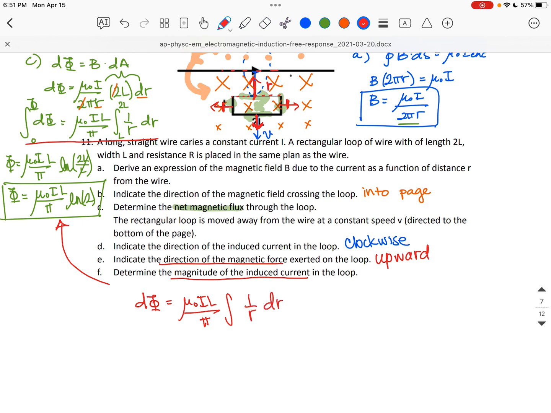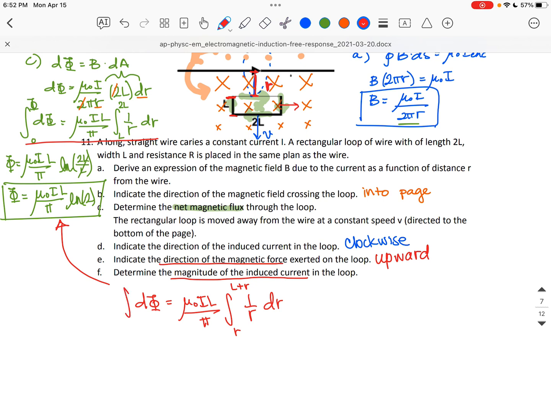And my limit for this, let me get rid of all of these arrows. My limit is going to start at r. So I'm going to call that distance r. And then my bottom part of my limit, even though I don't know what r is, I know that when it starts at the top of the loop and goes to the end of the loop, it'll be L plus r. So from there, we are going to integrate.